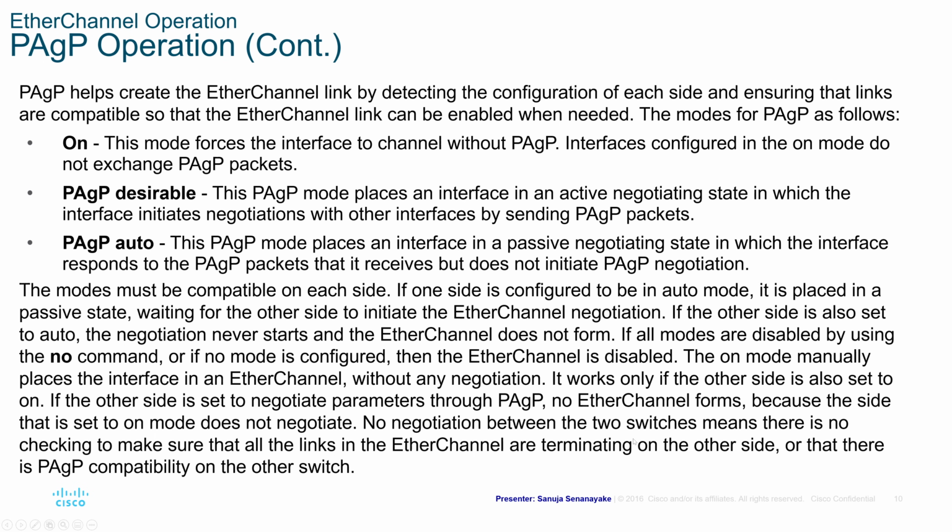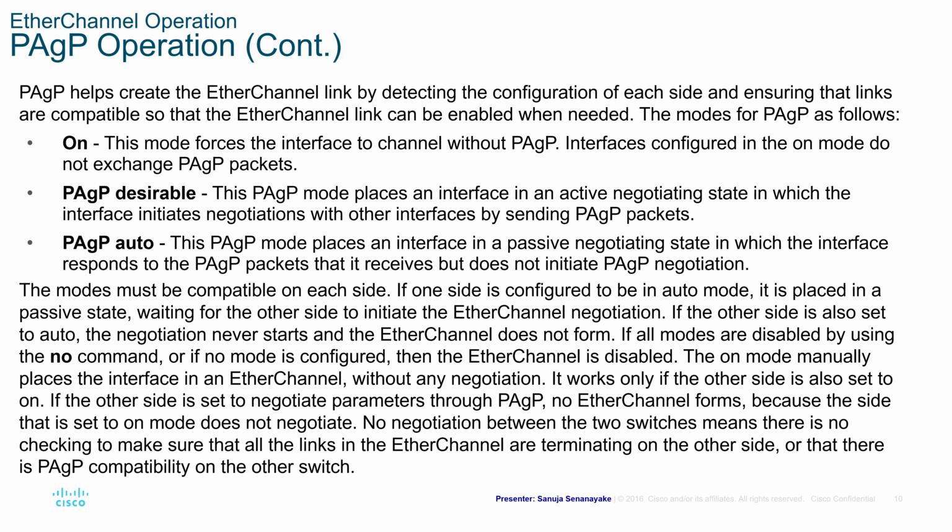No negotiation between the two switches means that there is no checking to make sure that all links in the EtherChannel are terminating on the other side, or that there is PAgP compatibility on the other switch. So this is a very key piece of this slide that you should remember for your exams. I will show you a table on my next slide that gives an overall view of the configuration of this concept. But remember, the modes must be compatible on each side.